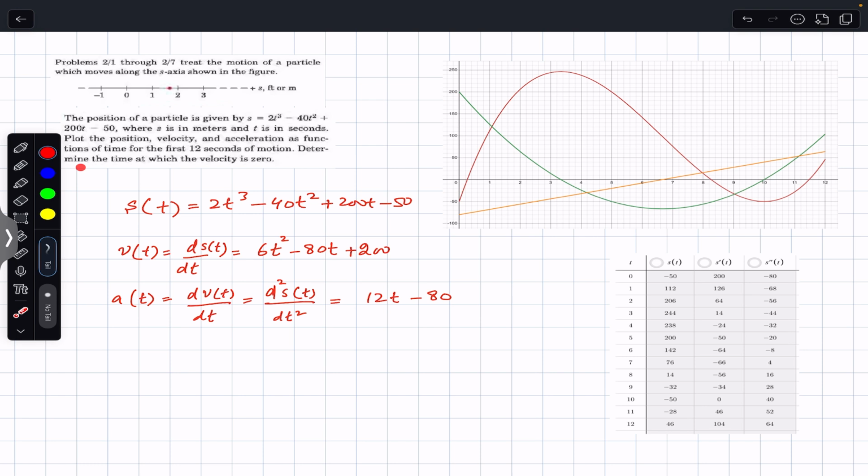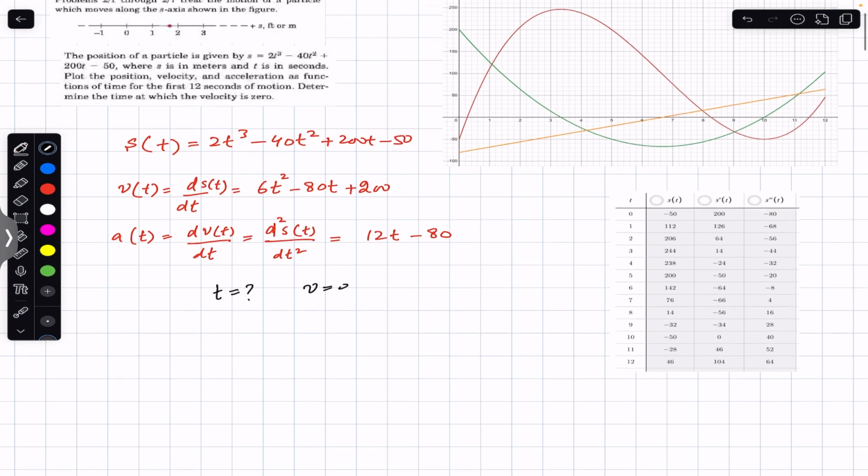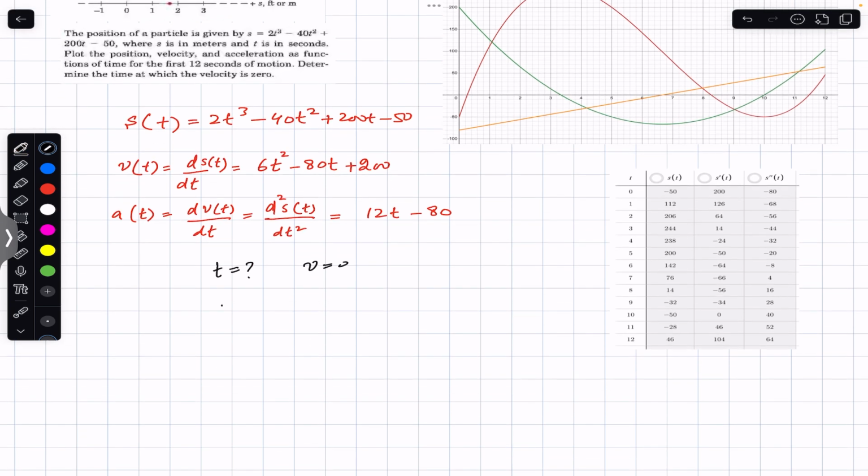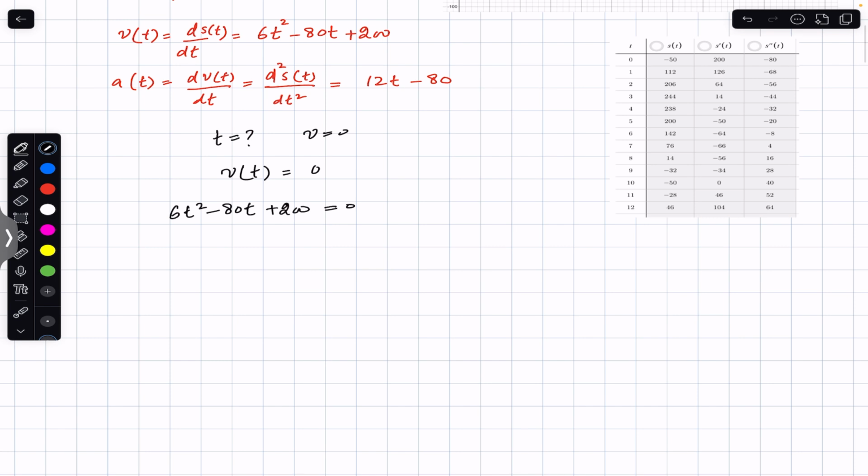Similarly, the problem says to determine the time at which the velocity is 0. So we want to find t at which the velocity is equal to 0. If we equate the velocity equation as a function of time to 0, we will be able to find that t. So 6t² − 80t + 200 = 0. We need to find the roots of this quadratic equation.